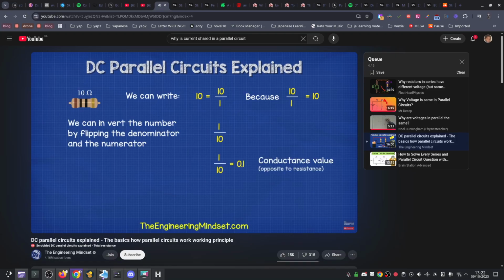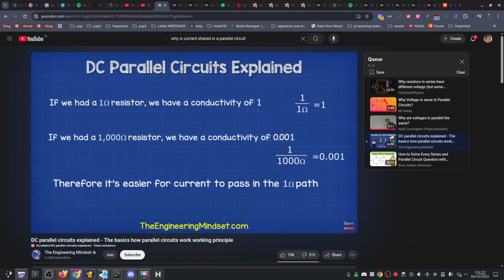We can flip it back to resistance by again dividing 1 by it, because it's the opposite. So 1 divided by 0.1 is 10. If we had a 1 ohm resistor, then we have a conductivity of 1. If we had a 1000 ohm resistor, then we have a conductivity of 0.001. So you can see that it's going to be easier for the electricity to pass through the 1 ohm resistor because it has a better conductivity.